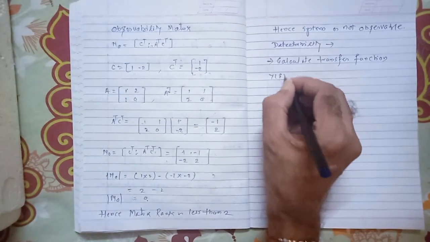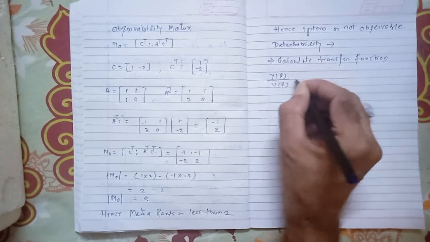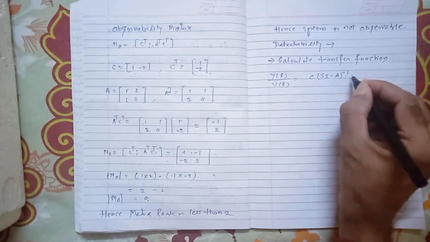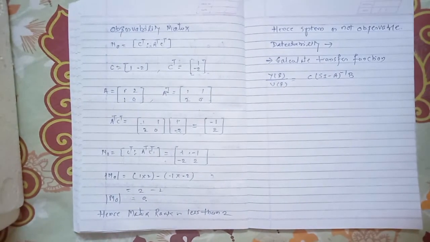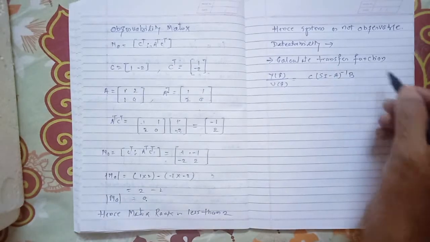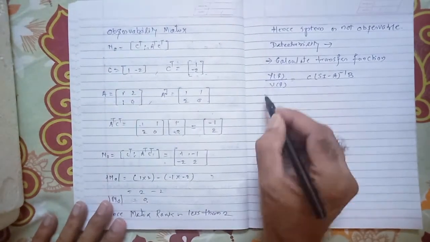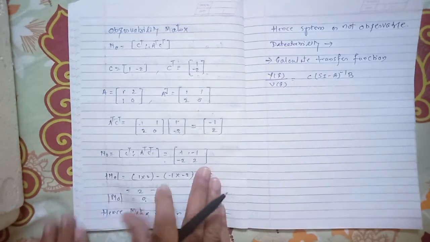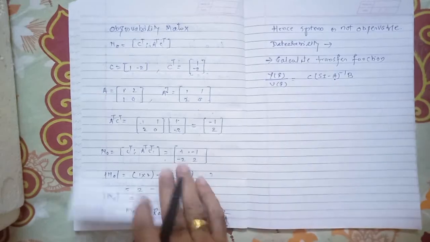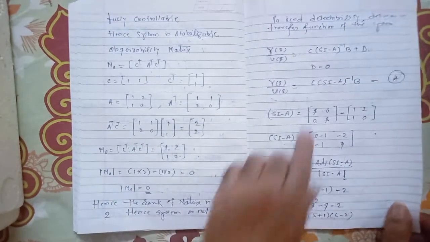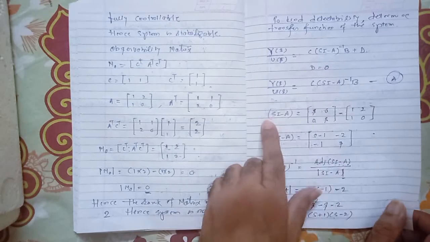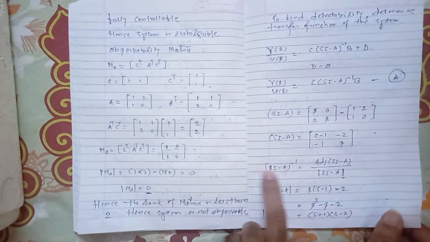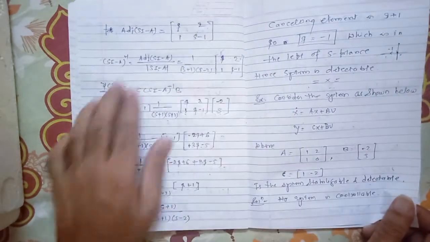Formula for the transfer function, that is Y(s)/U(s), equals C (sI - A)^-1 B, because here D is 0, so we will not add D. So Y(s)/U(s) equals C multiplied by (sI - A) whole inverse into B. Now see here, the A here and the A here are both the same, so (sI - A) inverse will remain the same.